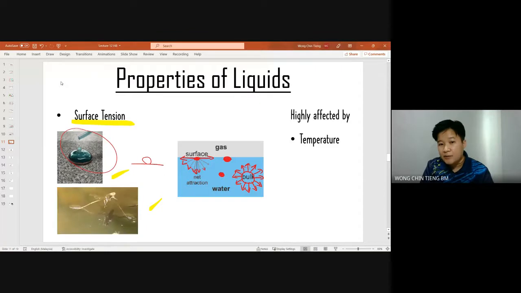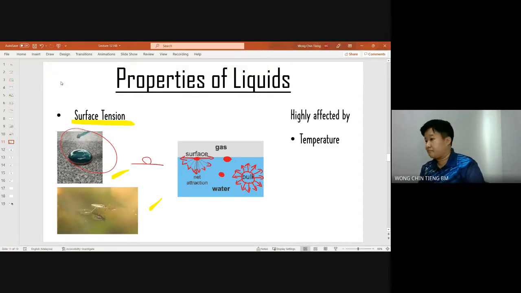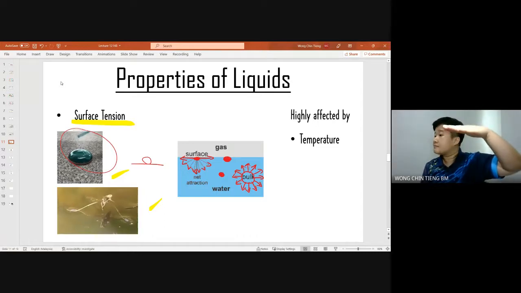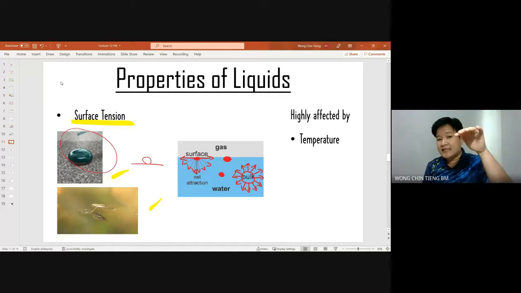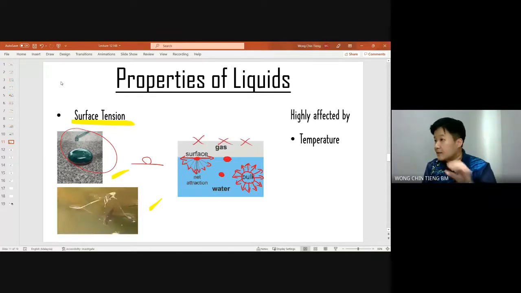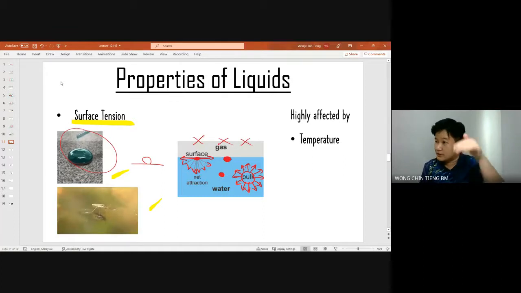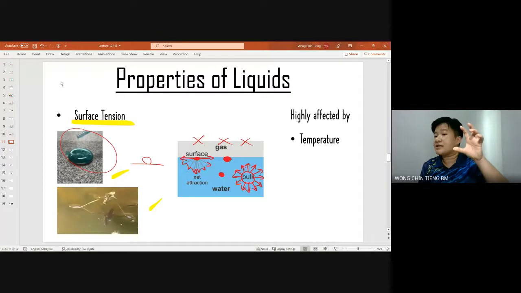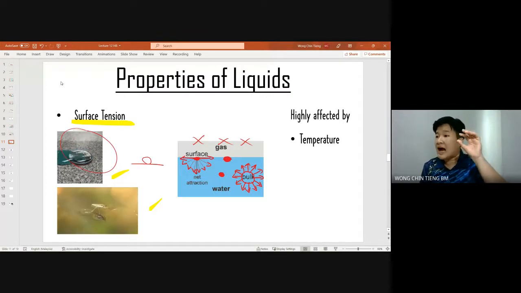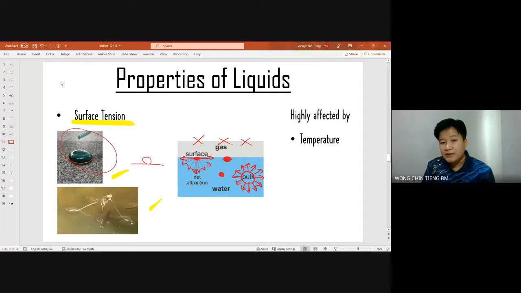When you're sitting on the surface, kamu akan ada keadaan berat sebelah. Daya tarikan kamu hanya ke bawah kiri kanan. Tapi atas tak ada daya tarikan. Sebab apa? Saya duduk paling atas. Betul? Bila saya duduk paling atas dan saya tak ada daya tarikan ke atas ni, tak ada gas molecule particles ke atas, I don't have intermolecular forces on the top. I will have everything downwards. When you have everything downwards, your particle will be unbalanced. When it's unbalanced or imbalanced, it will then form an elastic film.